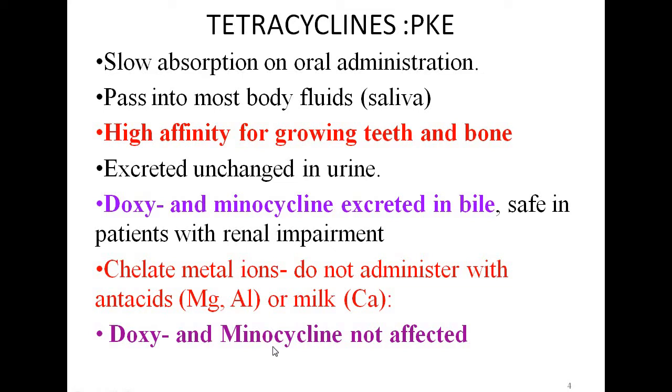Doxycycline and minocycline, these are the advantages. They are not affected by metal ions. So what are the advantages of doxycycline and minocycline over tetracycline or oxytetracycline? One is long duration of action. Second is not affected by metal ions. And third is they are excreted in bile, therefore safe in patients with renal disease.